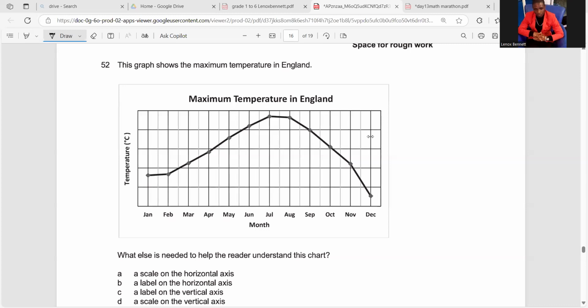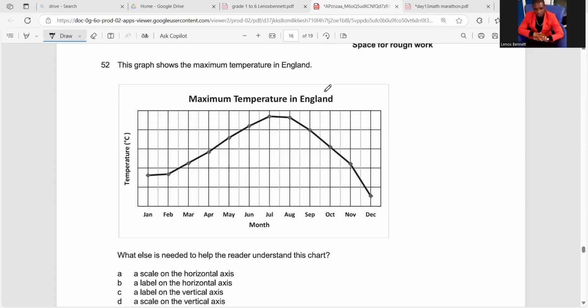All right, go ahead, Imani. Okay, sir. It says, what else is needed to help the reader understand this chart? So, sir, the choices are A, a scale on the horizontal axis. B, a label on the horizontal axis. C, a label on the vertical axis. D, a scale on the vertical axis. Sir, I made a mistake and thought C was the answer, but then I realized the label was already there. In the title, it says maximum temperature in England. So, sir, the thing that is missing is the temperature, which is the scale. So, sir, the answer is D, a scale on the vertical axis.